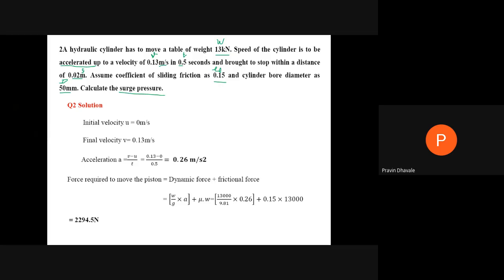Initial velocity u. We are considering initial velocity u because we know the formula of acceleration: a equals v minus u upon t. Final velocity is 0.13, time is 0.5, and initial velocity is 0, the initial state. So you get the acceleration, 0.26 meter per second square. See the unit: velocity unit is meter per second and acceleration is meter per second square. Right?